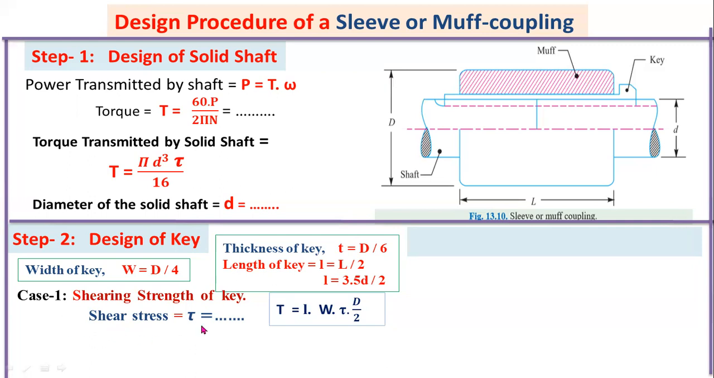In case 1, you have to design a key on the basis of shearing strength. Torque T equal to length into width into shear stress into d by 2, the radius of the shaft, where width is d by 4 and thickness is d by 6. Here small d is the diameter of the solid shaft. From this equation you can get the value of shear stress induced in the key material.